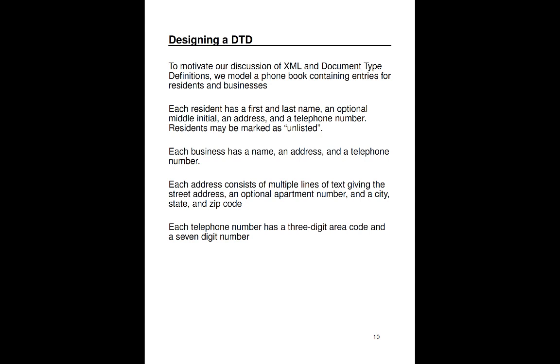In this model, each resident has a first and last name, an optional middle initial, an address, and a telephone number. Residents may also be marked as unlisted. Each business has a name, an address, and a telephone number. An address consists of multiple lines of text, giving the street address, an optional apartment number, and a city, state, and zip code. Each telephone number has a 3-digit area code and a 7-digit number.